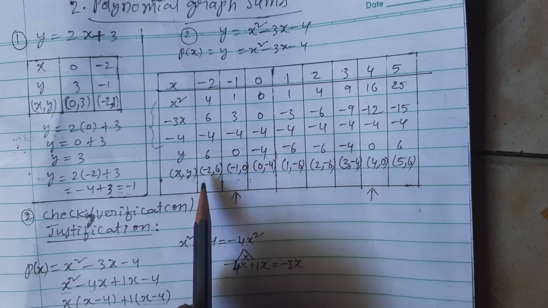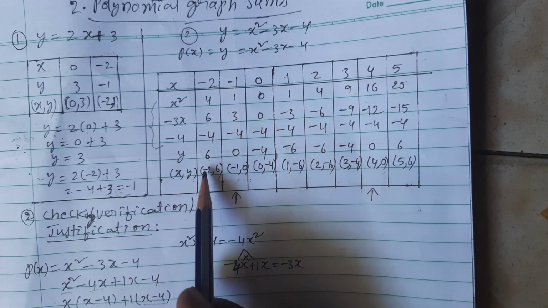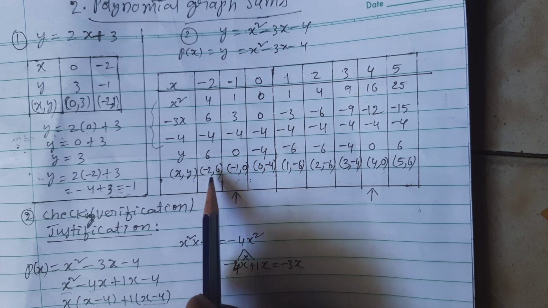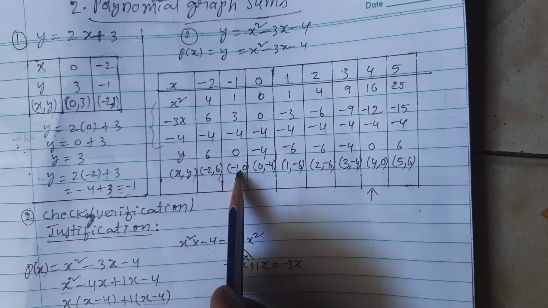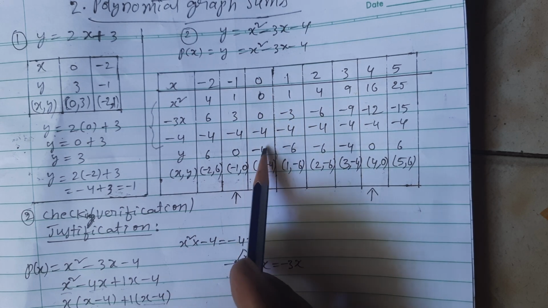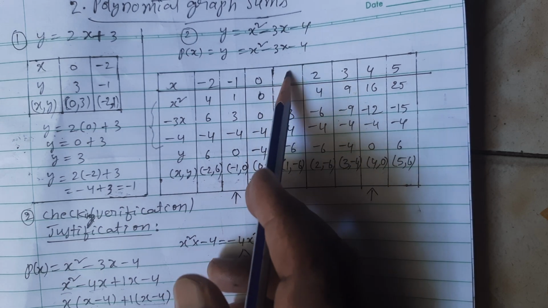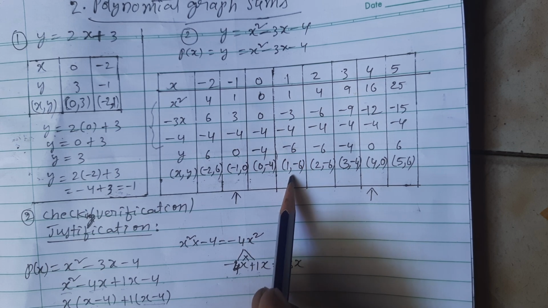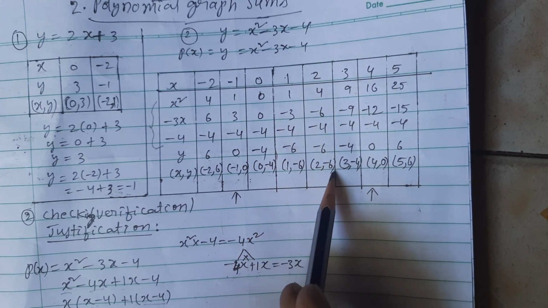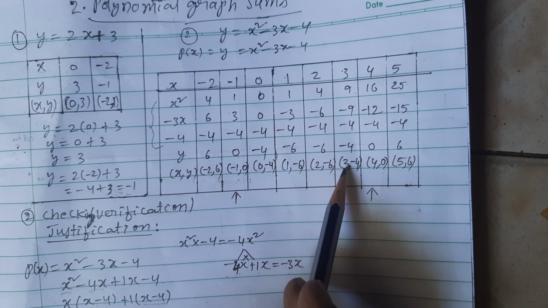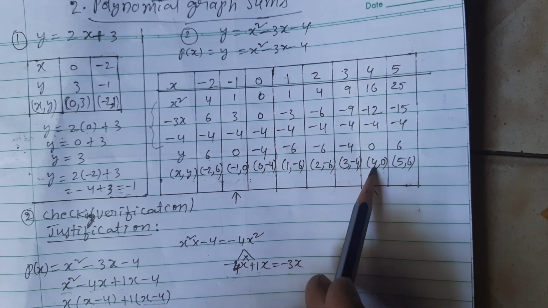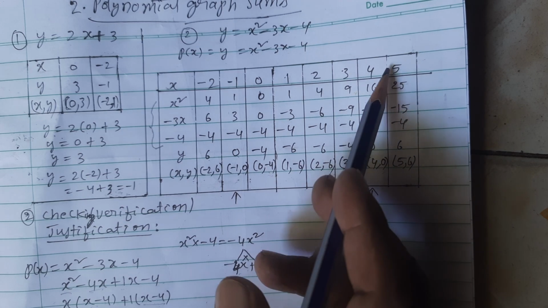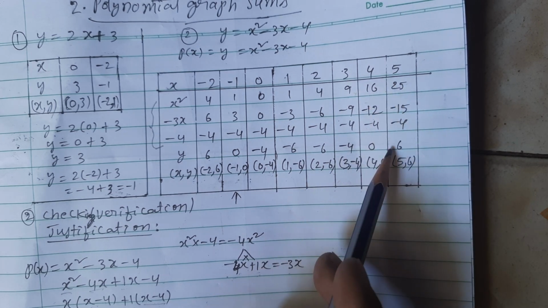So now take x comma y. First x point minus 2, y value 6 got. Minus 2 comma 6. Minus 1 comma 0. Y value 0 we got. 0 comma minus 4. This one. 1 comma minus 6. This point. 2 comma minus 6. This point. 3 comma minus 4. This point. Yes. 4 comma 0. Another point. Last point is 5 comma 6.